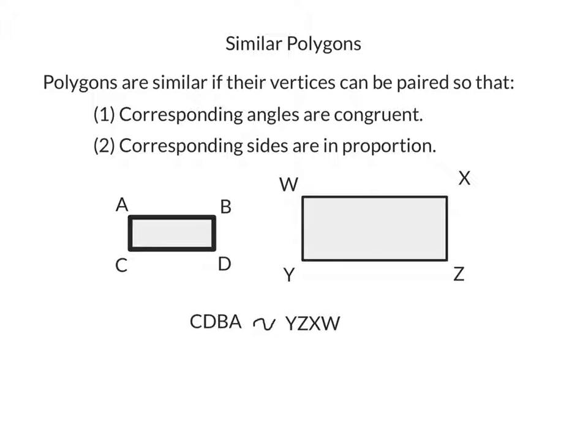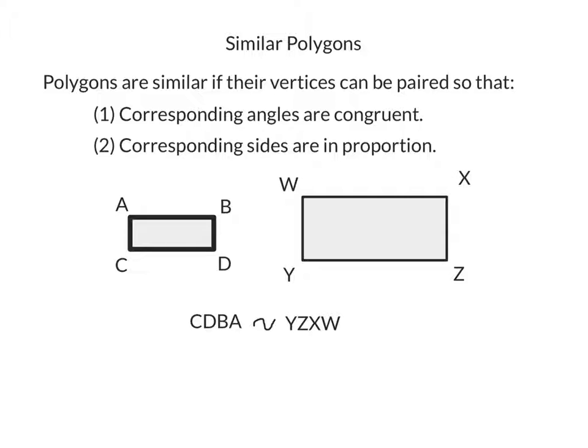For example, let's say that we have rectangle CDBA is similar to rectangle YZXW. Notice that we must have the corresponding vertices matching up. So C corresponds to Y, D corresponds to Z, B corresponds to X, and A corresponds to W. You must have them in that order.